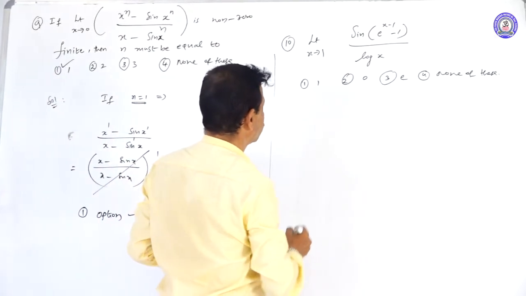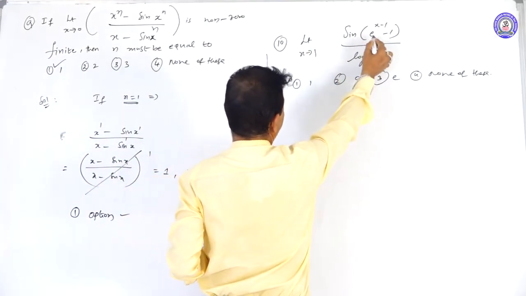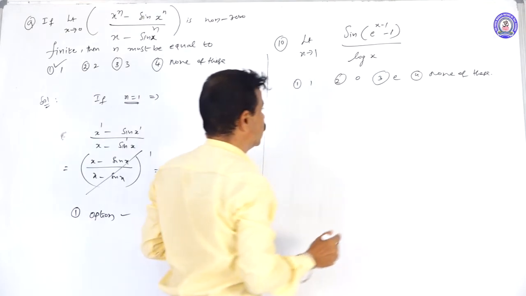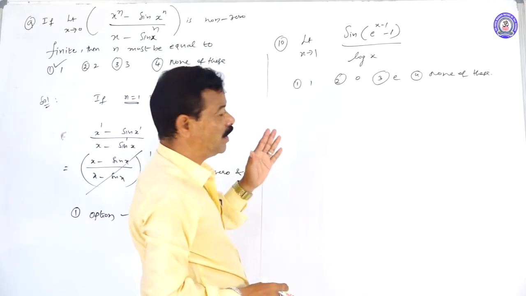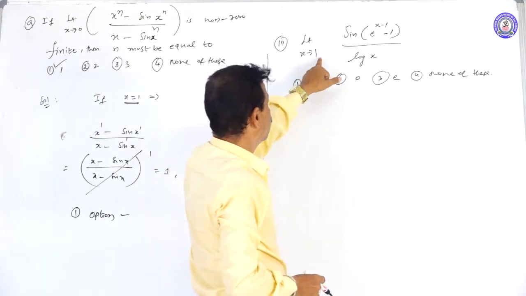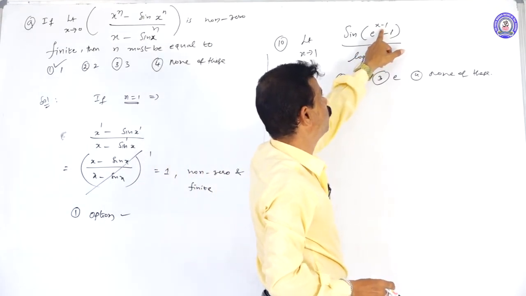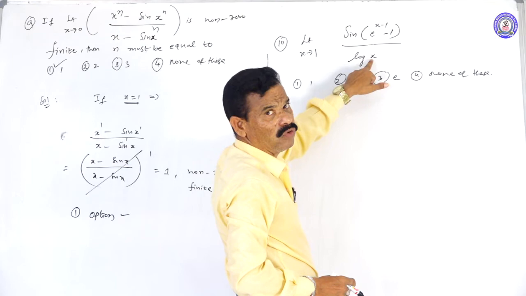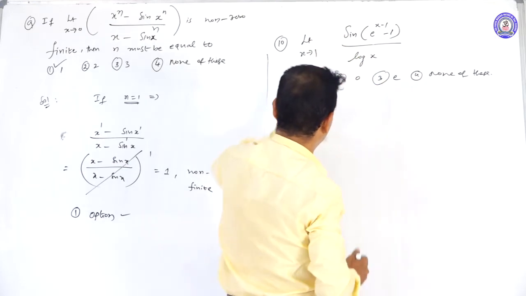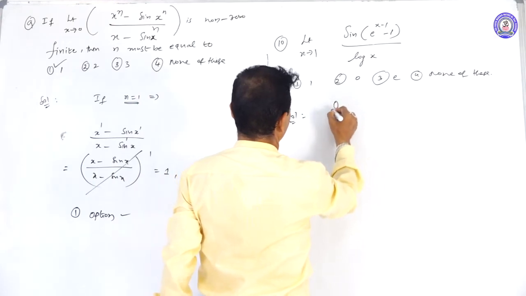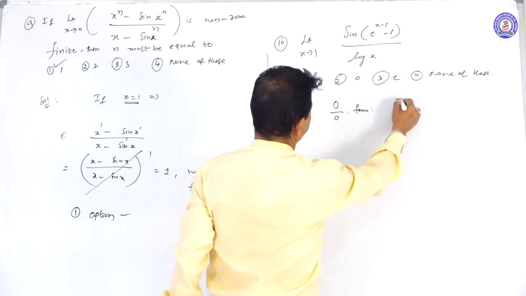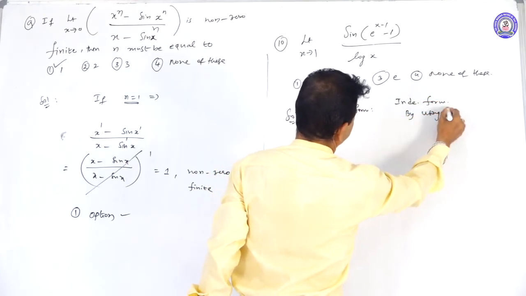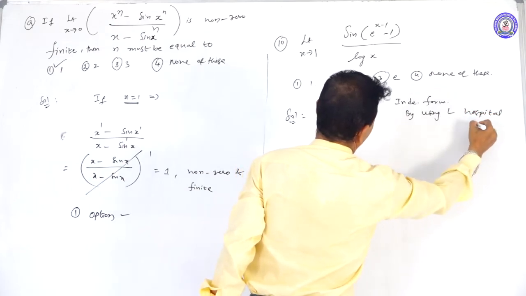Next, here, if x tends to 1, sin of (e power of (x minus 1) minus 1), divided by log x. We check once whether it is in indeterminate form or not. X tends to 1 means e power of (1 minus 1), e power of 0 is 1, 1 minus 1 is 0. And the denominator log 1 value is also 0. That's why it is 0 by 0 form, so indeterminate form. By using the L'Hospital rule.